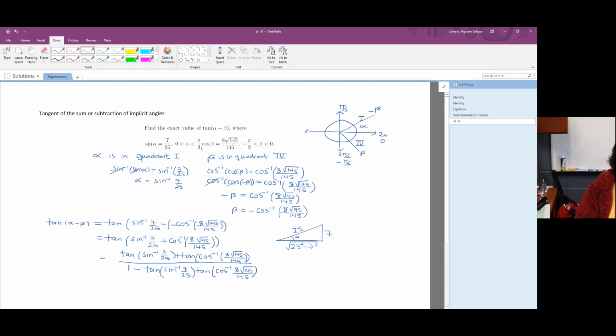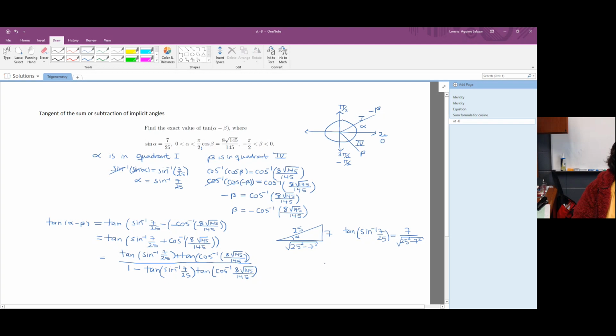Remember that alpha is in the first quadrant. So the tangent of alpha, that's inverse sine of 7/25, is positive. And based on this triangle, we can say that that tangent is equal to, we work with y over x, so 7 over the root of 25 squared minus 7 squared. And of course we can simplify this, but we're not going to worry about that in this video because we're more focused on trigonometry.